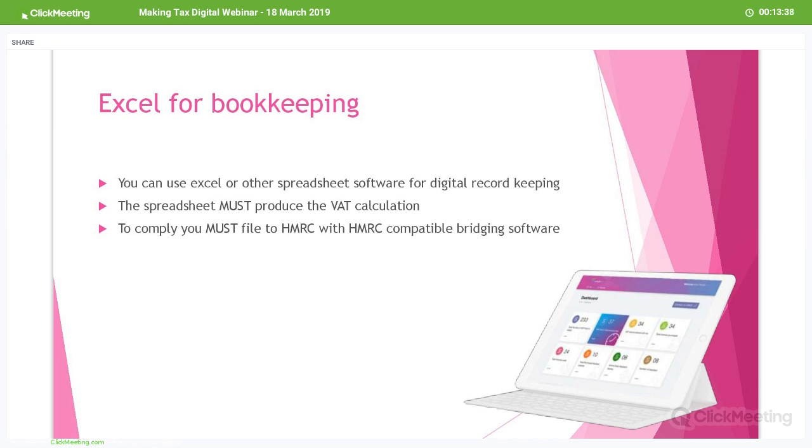You can still use Excel or other spreadsheets for digital record keeping. That doesn't change. The spreadsheet must produce a VAT calculation from the core entries, a 9-box calculation of VAT 100. And then to comply, it must be able to file the VAT calculation directly to HMRC using an API or using some compatible bridging software. Bridging software is a piece of software that you can send your VAT 100 calculation to that then communicates directly to HMRC without the need to subscribe to a bookkeeping software.